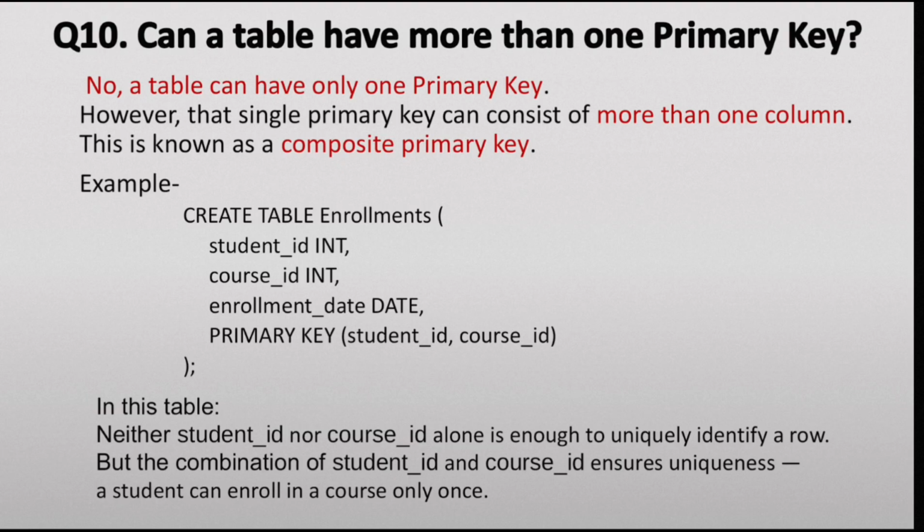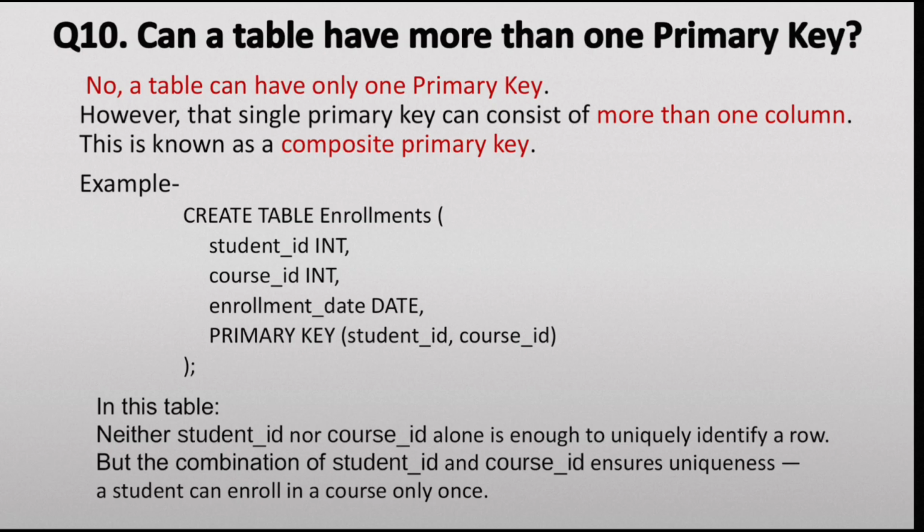The next question is, can a table have more than one primary key? The answer is no. A table can have only one primary key. However, a single primary key can consist of more than one column. Such a primary key is known as composite primary key. You can see in the example given below, the primary key is being formed using two columns, which is student ID and the course ID. But for the table, only one primary key exists.